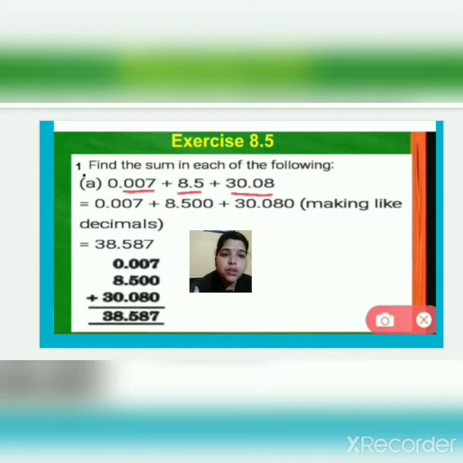So we have increased one more zero in it to make it equal. Okay. So same way we are going to add all the numbers. 7 plus 0, 7 plus 0 is 7. 0 plus 0 plus 8 is 8. 0 plus 5 plus 0 is 5. Point will remain as it is. And 0 plus 8 plus 0 is 8. And 3 will remain as it is.